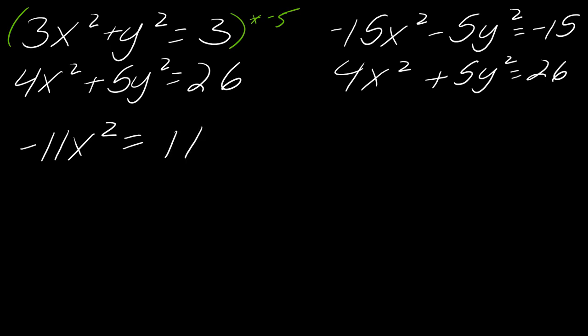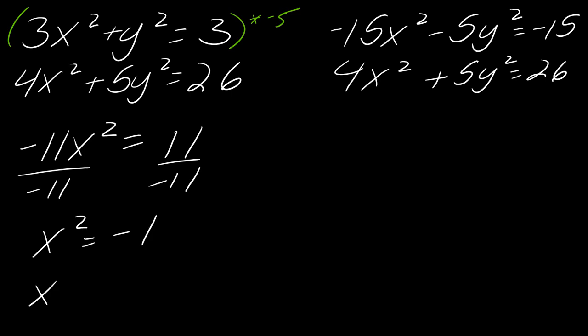11, which is cool because then if I divide both sides by negative 11, I have x squared equals negative 1. And so then if I take the square root of that, I have plus or minus the square root of negative 1, which means that my x is equal to plus or minus i. Okay, cool. So now I need to substitute this back into one of these two equations.